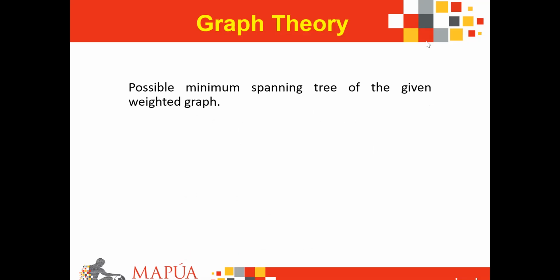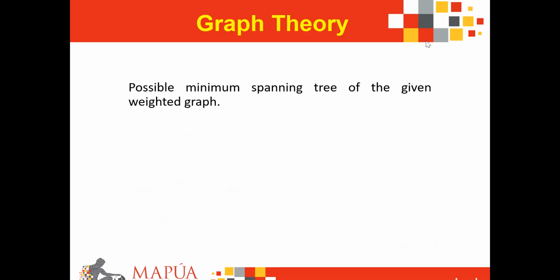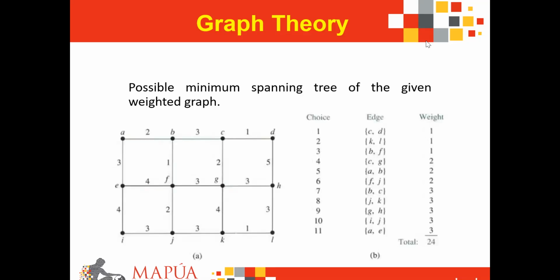Therefore, this is one possible solution, whereby you utilize the edges BF, AB, FG, AE, IJ, FJ, CJ, CD, GH, HL, and KL to form your minimum spanning tree, ending up with your corresponding total weight of 24. Again, you could likewise make use of this solution using this time edges CD, KL, BF, CG, ABFJ, BCJK, GHIJ, and AE, again ending up with a minimum sum of 24.